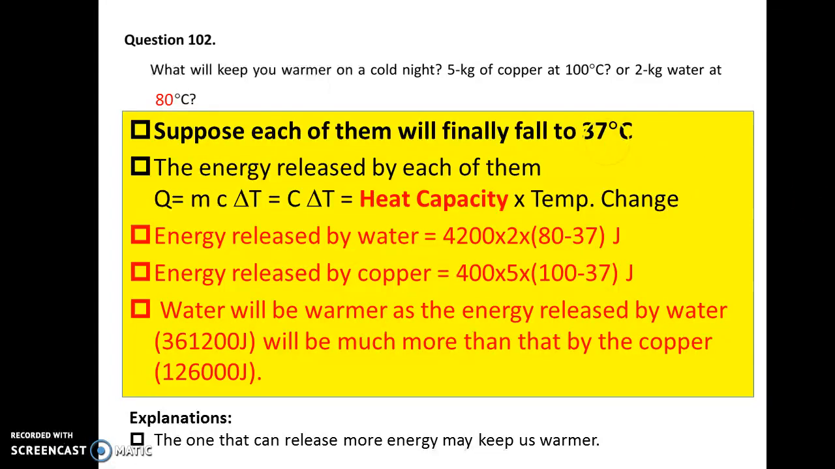For example, if the final temperature is 37 degrees Celsius, which is the body temperature, then the energy released by water would be this value, while the energy released by copper would be this value. And then you can see their specific heat capacity are very different. That of water is 10 times larger than that of copper. So even though there is only 2 kg of water multiplied with the temperature change, you can see that water can release much larger amount of energy than copper. In other words, water can keep you warmer.